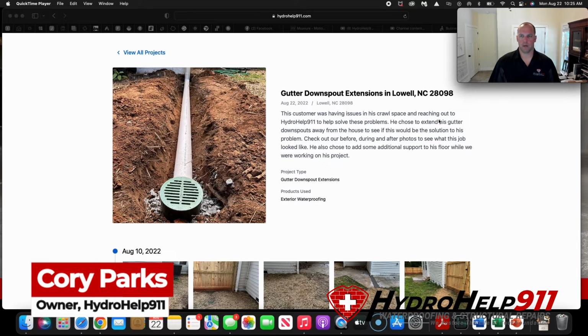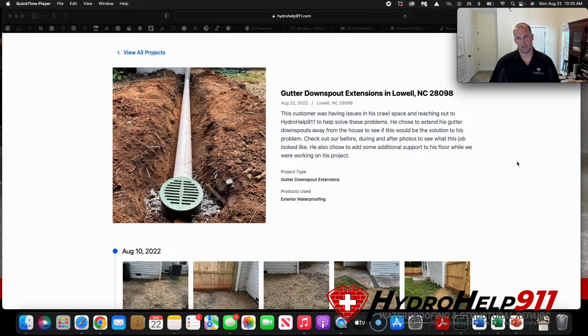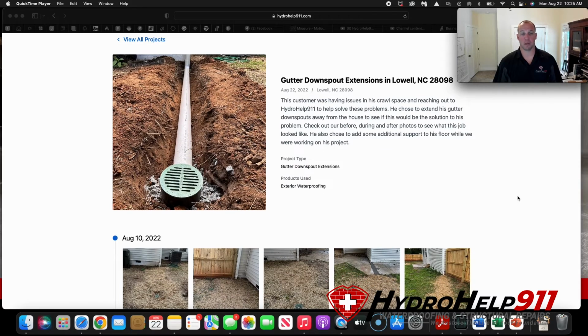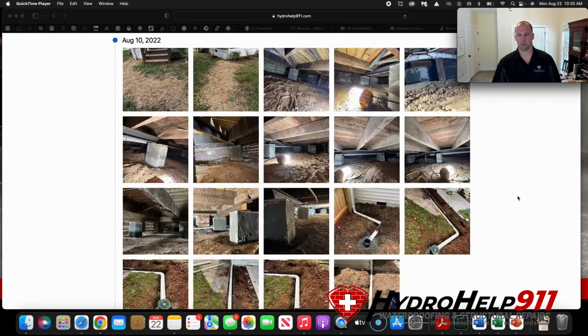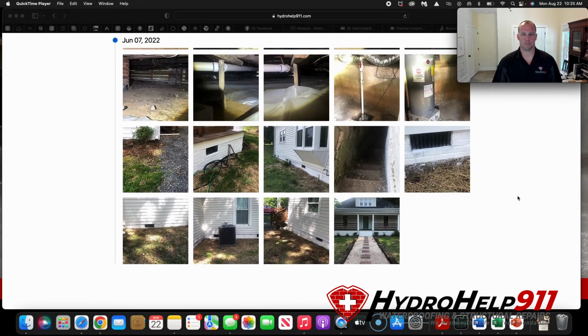Wanted to walk y'all through a project that we finished in Lowell, North Carolina. This was a gutter downspout project, as well as some additional floor supports under this customer's house. They originally called us with some water issues concerning their foundation and their crawl space. So we went out, took a look at what was going on, spoke with the customer, found out their concerns, found out what they were wanting to get accomplished, and put together something that they were happy with, and just wanted to walk you through some of the before pictures and after pictures.